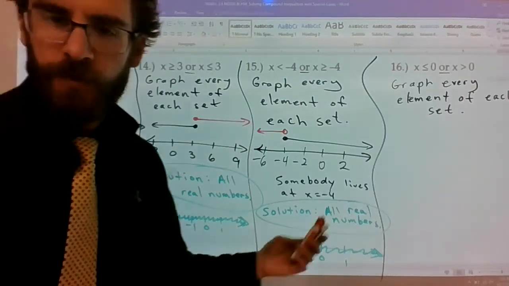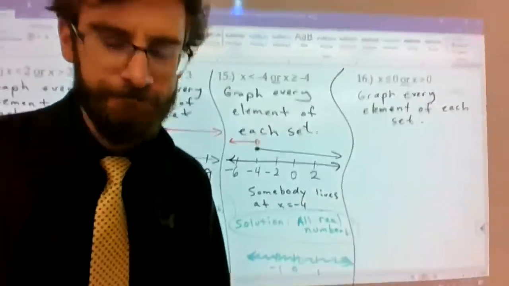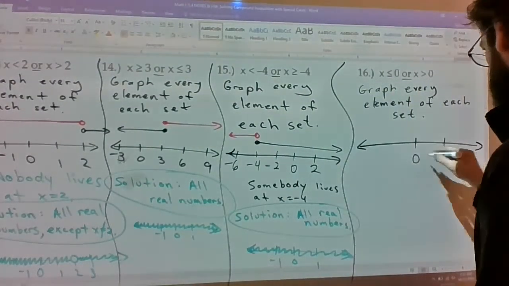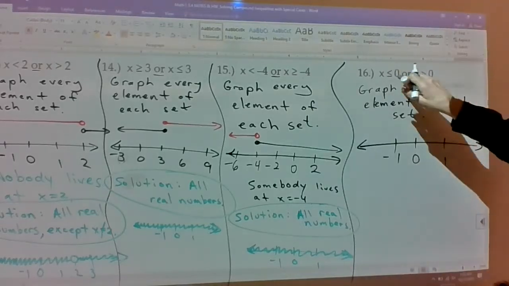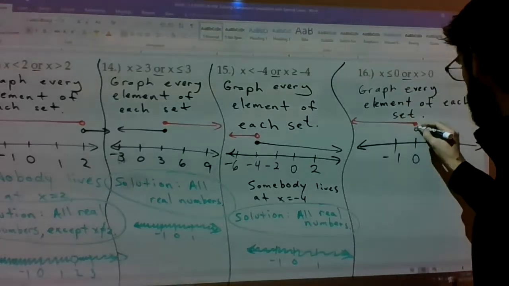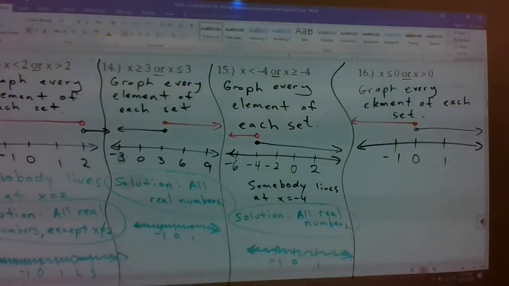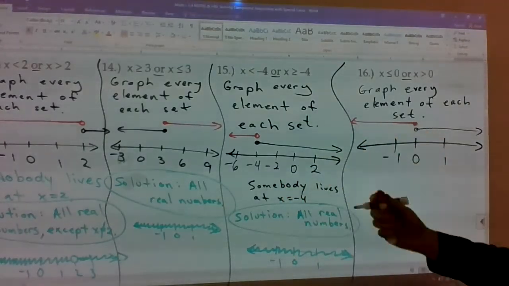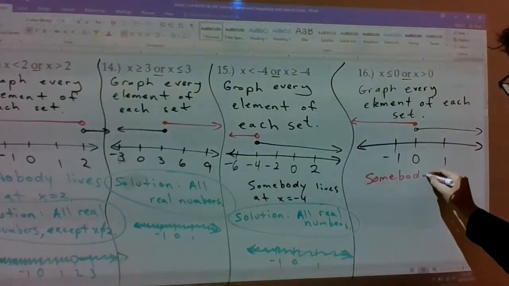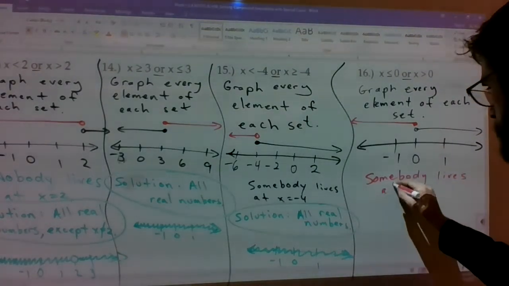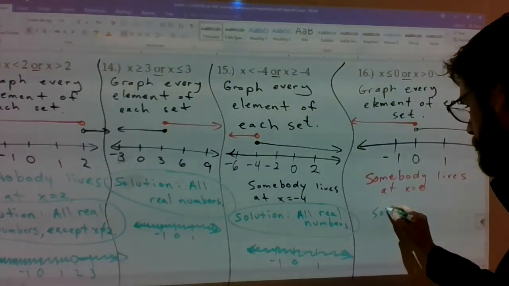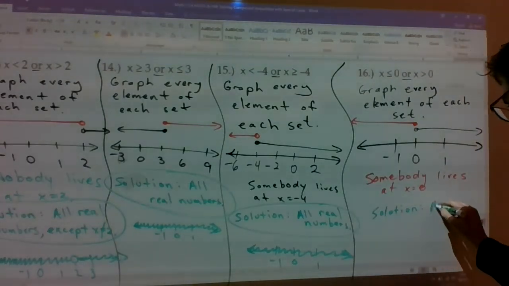Okay, last one. It's just like number 15. In red ink, we're less than or equal to 0. In black ink, we're greater than 0. Somebody lives at x equals 0. It's the red dot. So the solution is all real numbers.